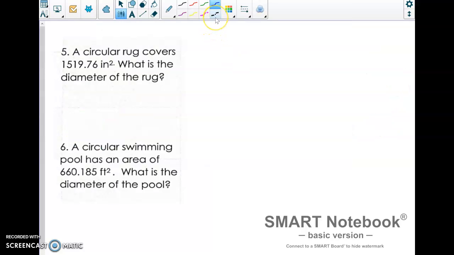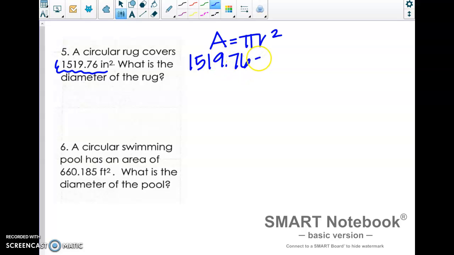Okay, number 5 says a circular rug covers 1,519.76 square inches. What is the diameter? Okay, so this is just a word problem that's telling you exactly what those other ones said. If the rug covers this amount of square inches, that is the area. So if we start with our formula, plug in what we know, the area. We always know pi. We are trying to find the diameter this time, but I can't just jump right to the diameter. With my formula, I have to get the radius first. So I'm going to do that first.